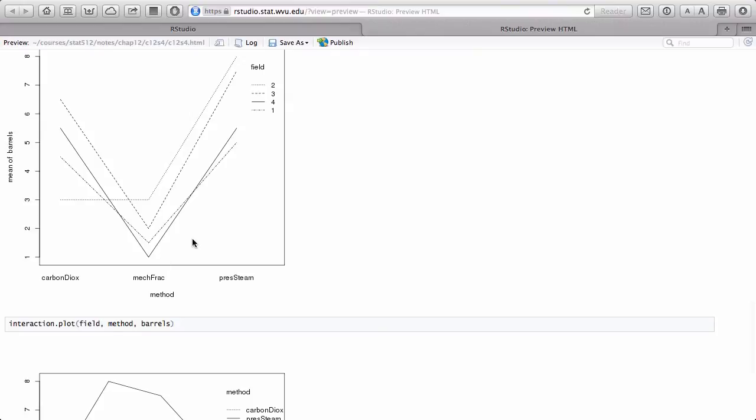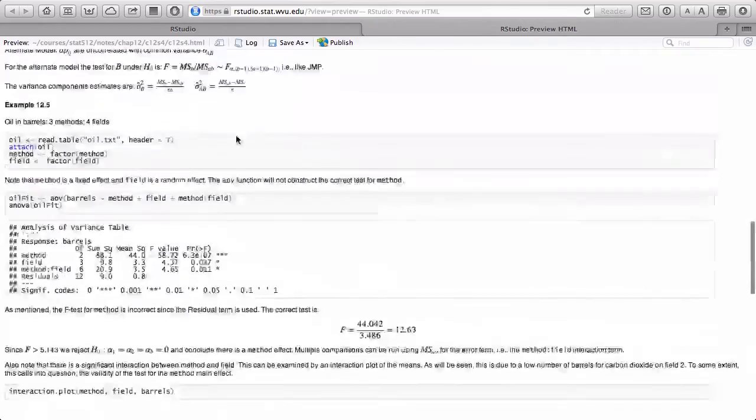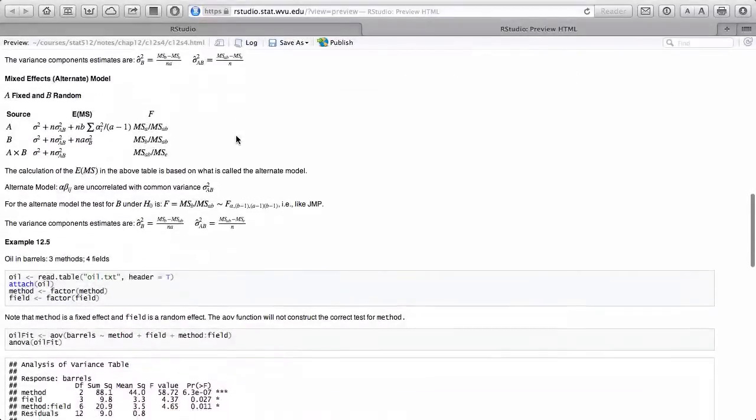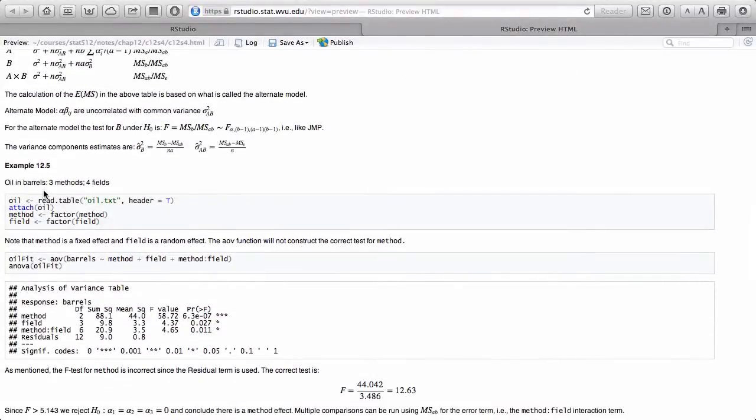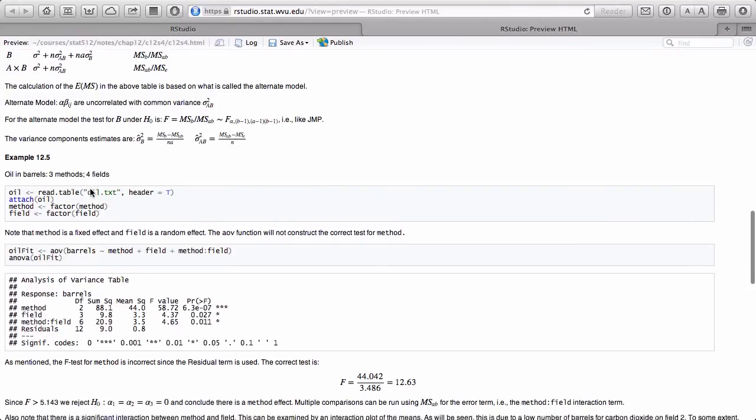Here we have this example. Suppose you have 4 fields of whirl, and we have 3 methods of extraction. And I guess we're measuring output. And what you want to know is perhaps, is there an interaction between the method of extraction and the field of whirl?